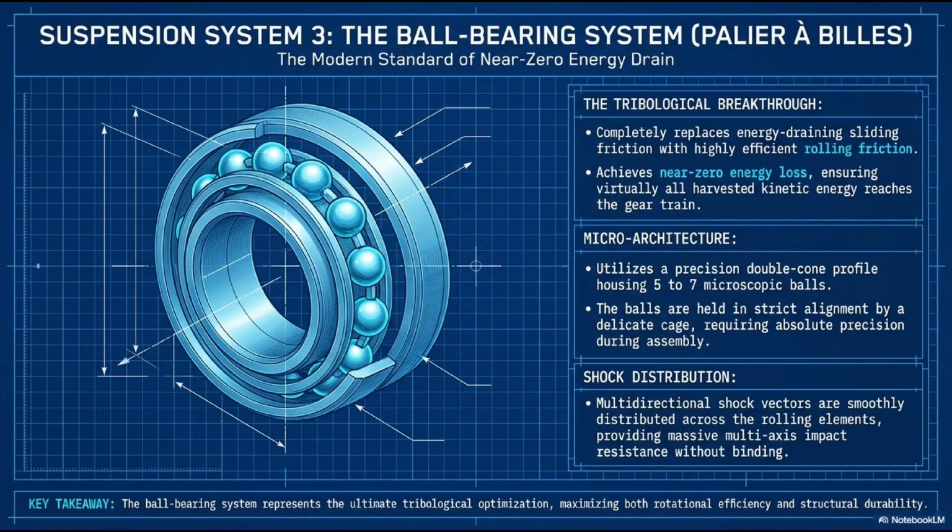Furthermore, look at the shock distribution. When a watch is dropped, the multidirectional shock vectors are smoothly and instantly distributed across all the rolling elements simultaneously. This provides massive, multi-axis impact resistance without binding or snapping the axle. The ball bearing system represents the ultimate optimization, maximizing both rotational efficiency and structural durability.